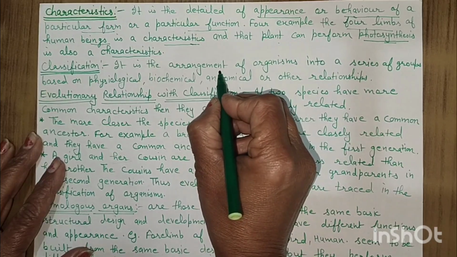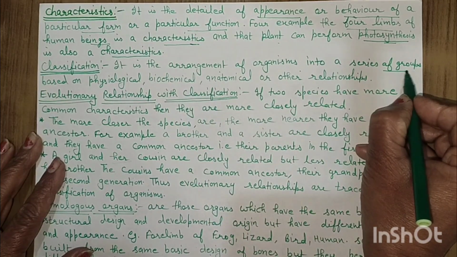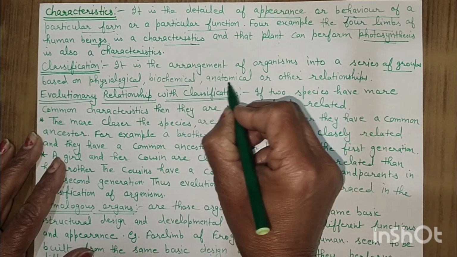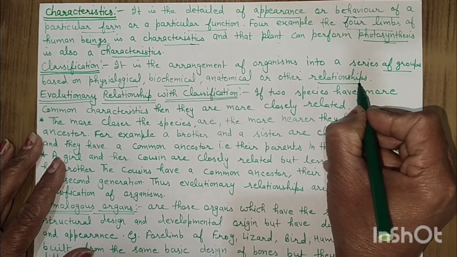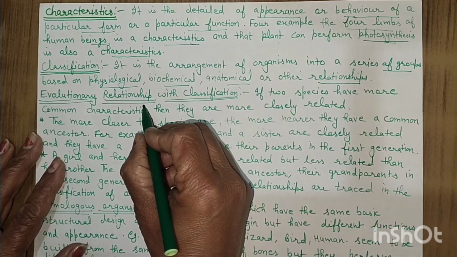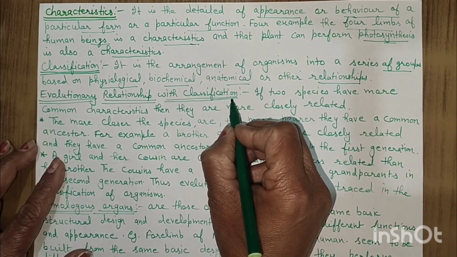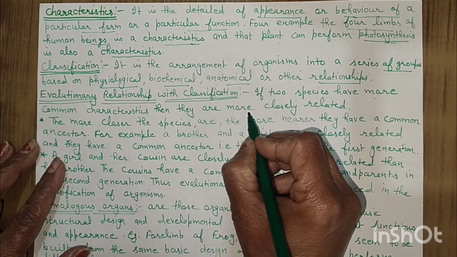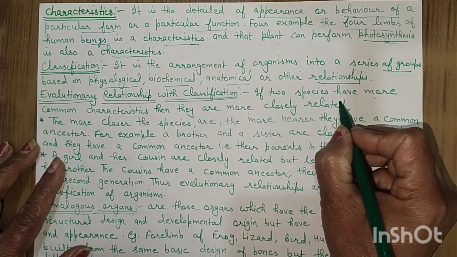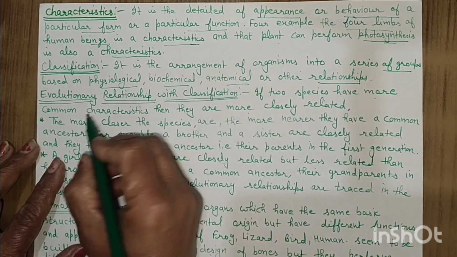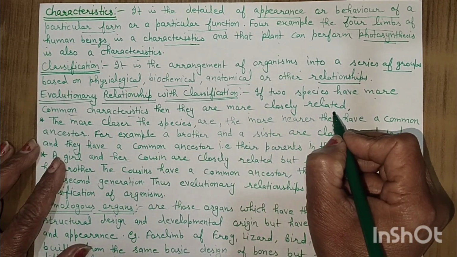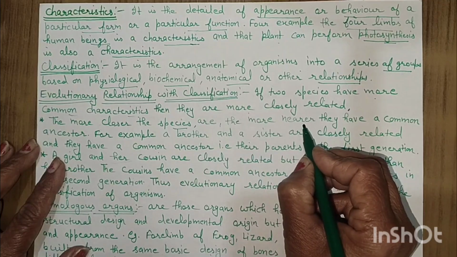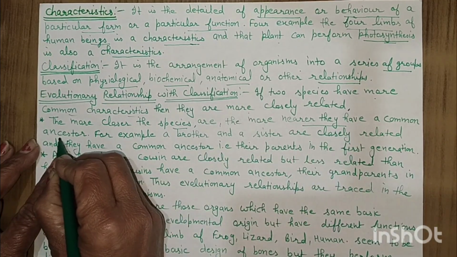Classification is the arrangement of organisms into a series of groups based on physiological, biochemical, anatomical or other relationships. Evolutionary relationship with classification: if two species have more common characteristics, then they are more closely related. The closer the species are, the more recent is their common ancestor.